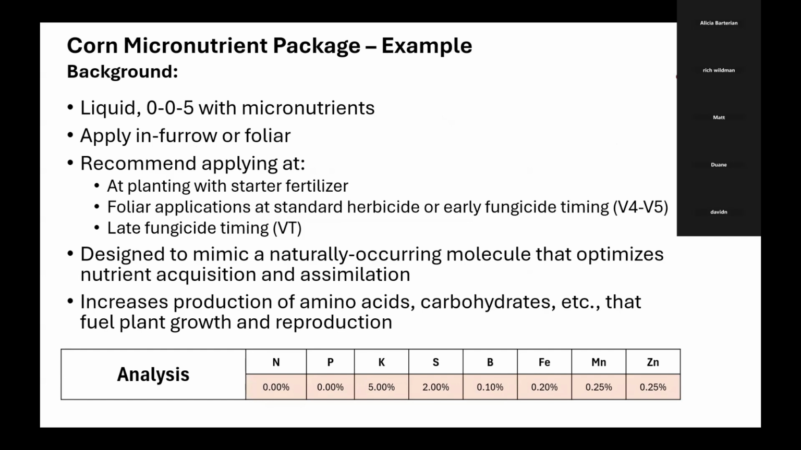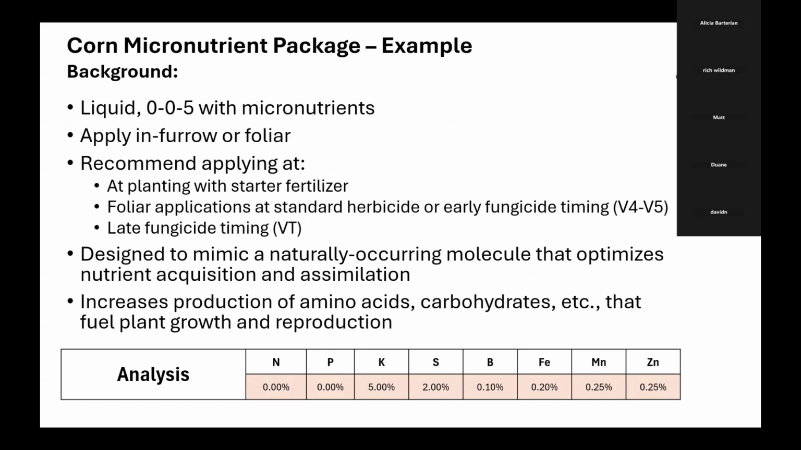So the first product we're going to break down here is for corn. We're going to stay with corn here at the beginning of the presentation. This is right off the label of this product, so this isn't me just pulling this stuff out of the clouds. This is right off the label.